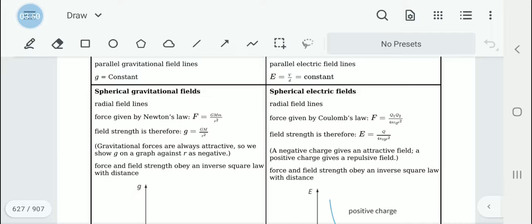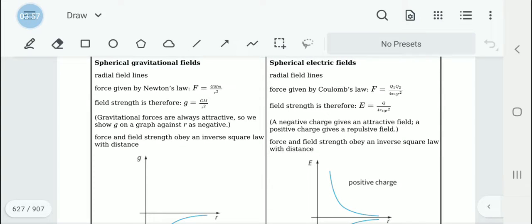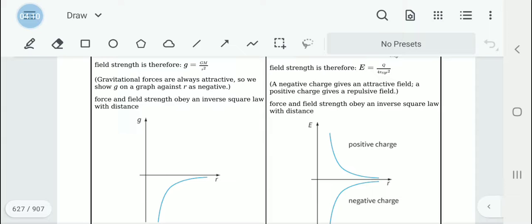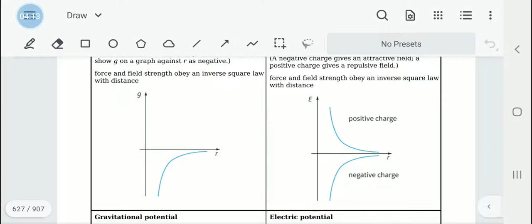Because gravitational fields are always attractive, we show G on a graph against r as negative. But in electric fields, negative charges give an attractive field and positive charges give a repulsive field. Force and field strength obey an inverse square law with distance. So as a result, we have a negative curve as well as a positive curve. For a positive charge, a positive curve. For a negative charge, a negative curve.